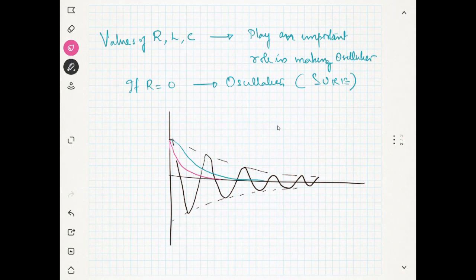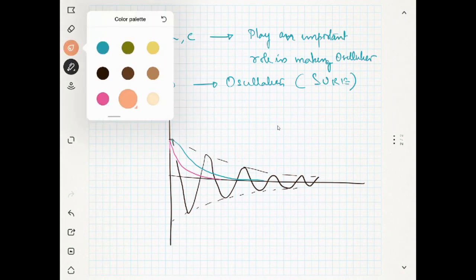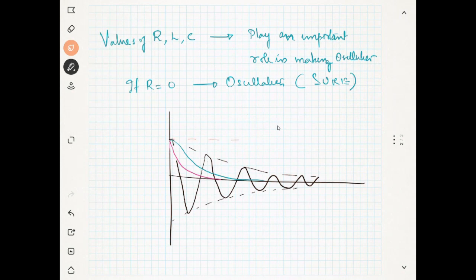But if there is no R, definitely you will get oscillation. If R equal to 0, I will draw it. If R equal to 0, definitely you will get the oscillation. You will get the oscillation like this. It will keep going the same way. This is the case when R equal to 0. I hope it is clear to you.